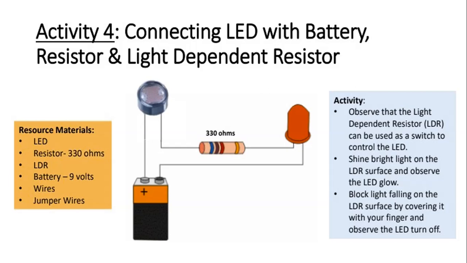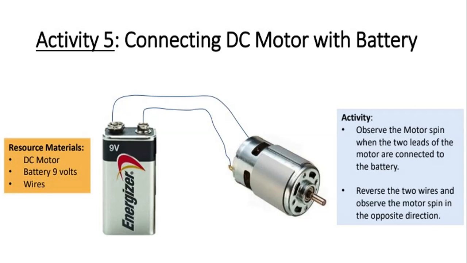We can also reverse that activity. If the light is not available, then the LED will be off, and if the light is available, then the LED will be on. We can do the same activity in a reverse manner. So this is one of the activities. In the first activity we connected a switch, then in another activity we connected the potentiometer, and in the third activity we connected the LDR, the light dependent resistor.